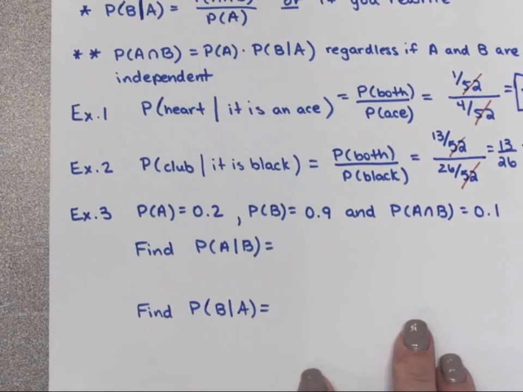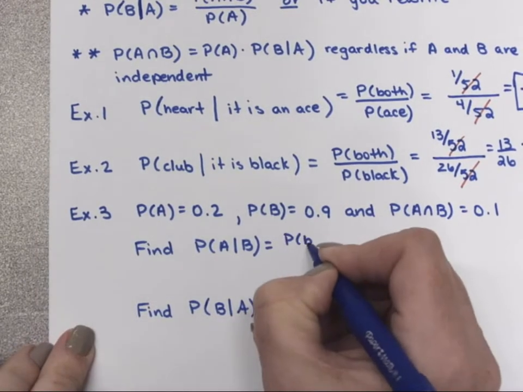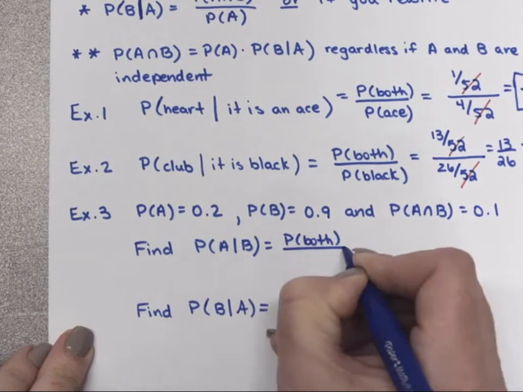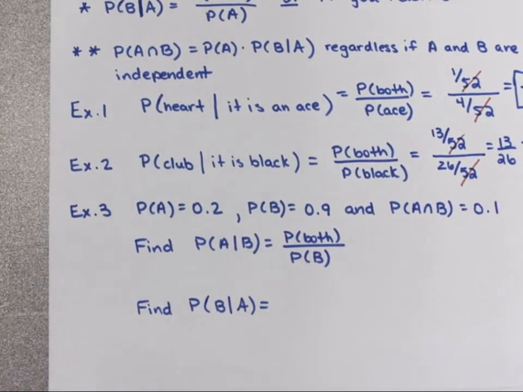So I want to talk about how these are generally not going to be the same. Okay, so what's the general formula for the probability of A given B? It's the probability of both over the probability of which one? B, because it's the second one, right? That's the general formula. Probability of both over probability of the second thing.